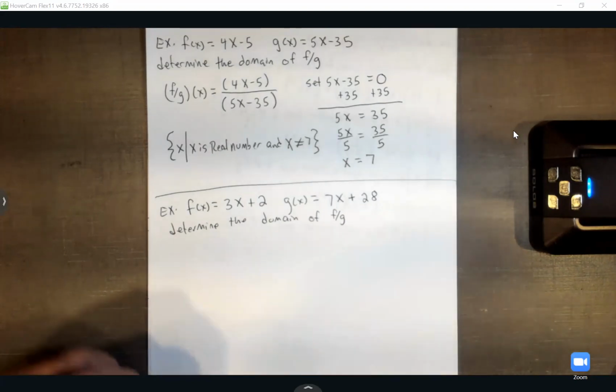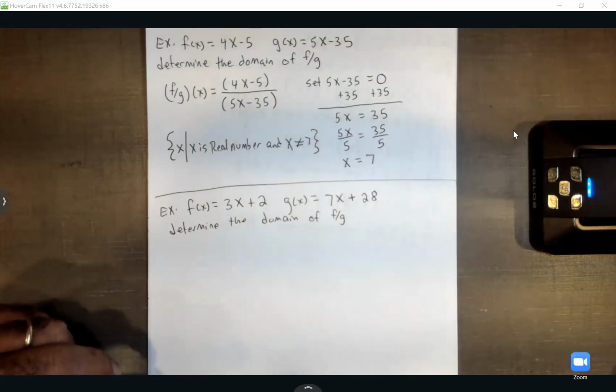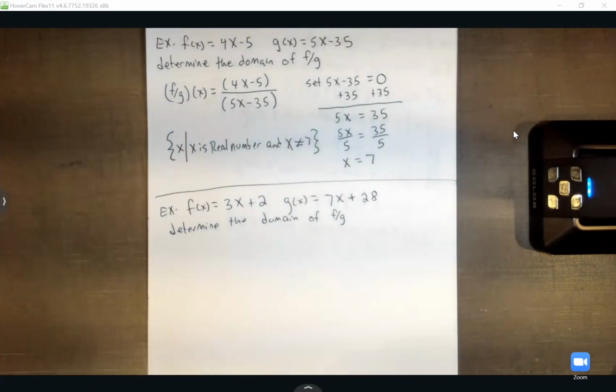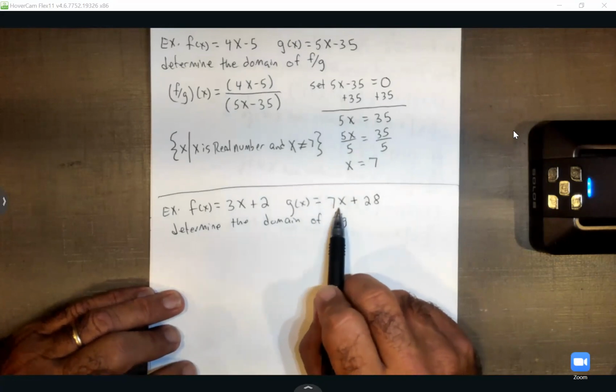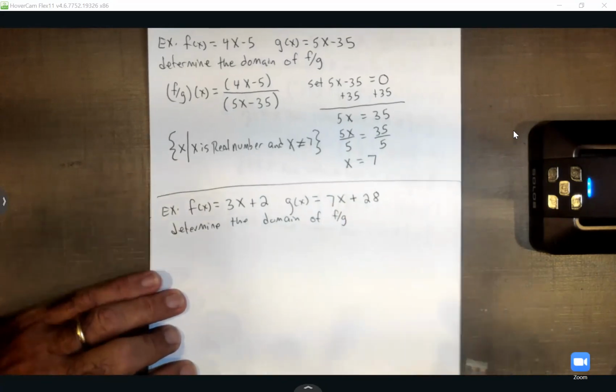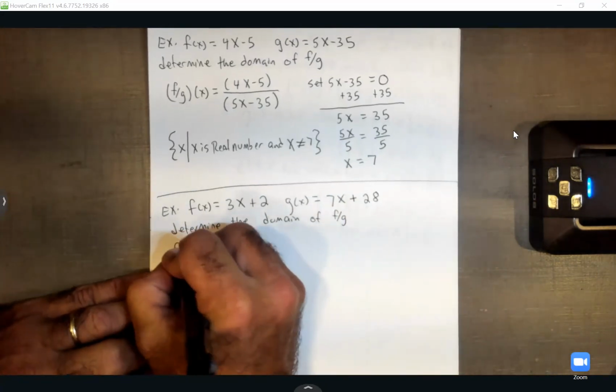We would exclude -4. -4, perfect. Because -4 makes that a -28, and that -28 plus 28 would make that a 0. So good job.